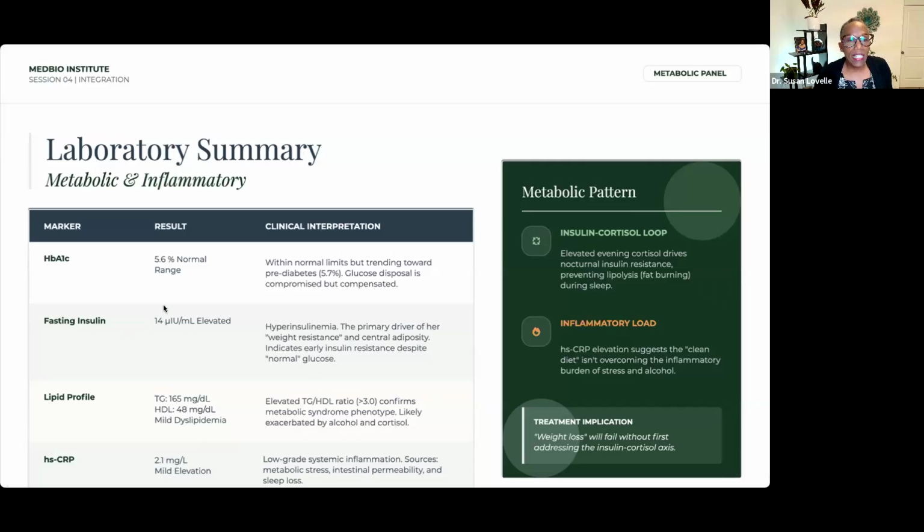Her fasting insulin is 14, which is elevated. Now, again, there's a huge range in what's considered good for a fasting insulin. In the functional world, we like to look at 5 or less. Why is that? Because the higher we see this insulin, what that's telling us is the body's working hard. It's already being stressed to manage glucose levels.